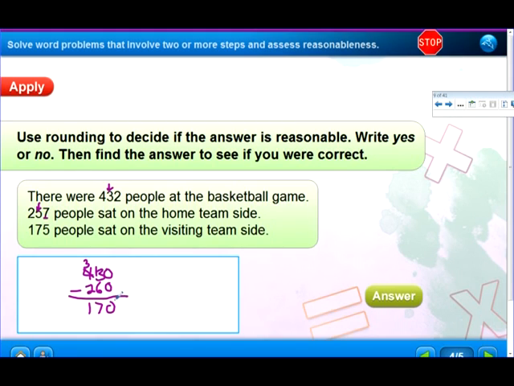So 170, is that close to 175? I say it's a reasonable answer. What do you say? Let's check our answer and see how we did. Yes, it is a reasonable answer. There are 175 people that sat on the visiting team side. Well, let's go on to the next problem.